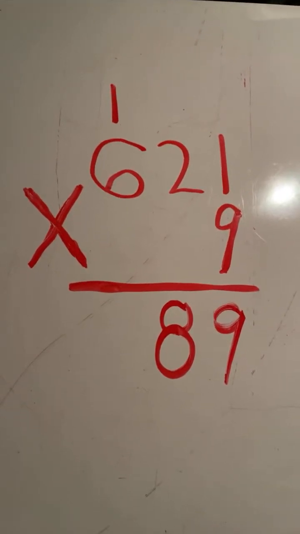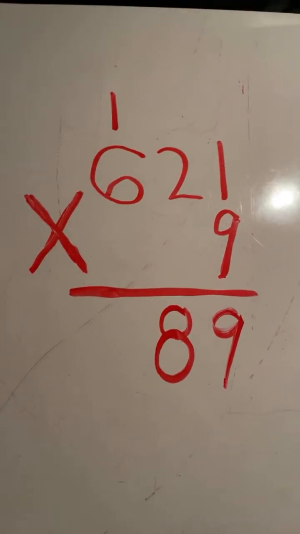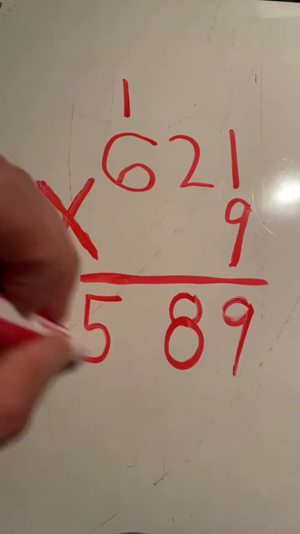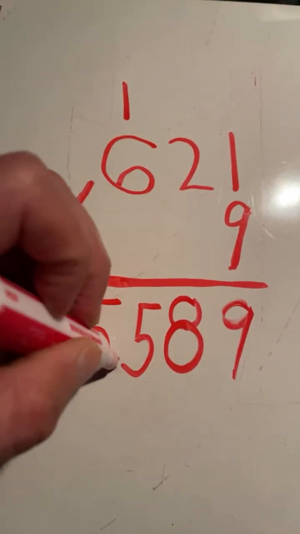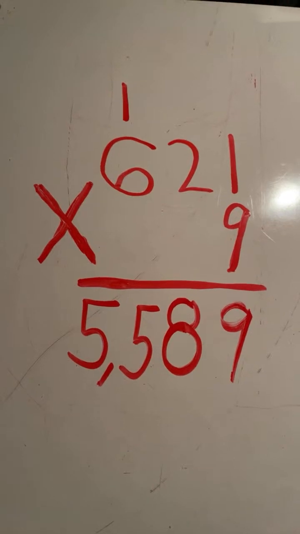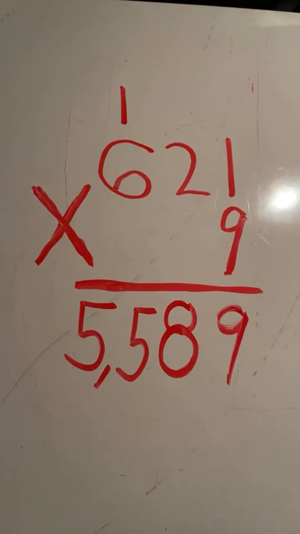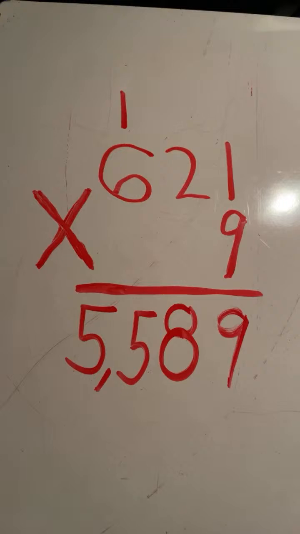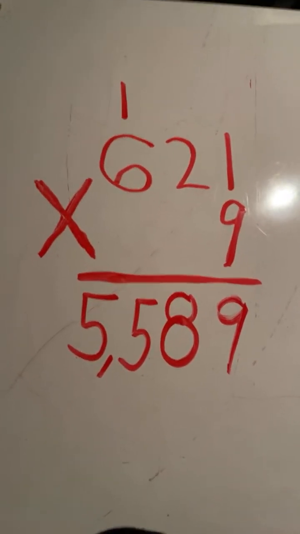6 times 9 equals 54 plus 1 equals 55. And we have our final answer. 621 times 9 equals 5,589.